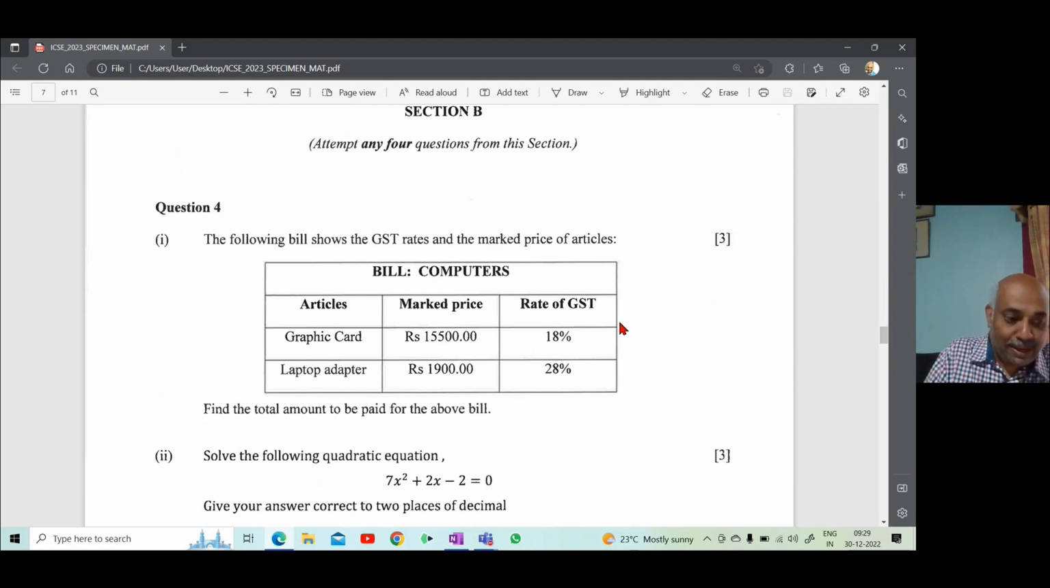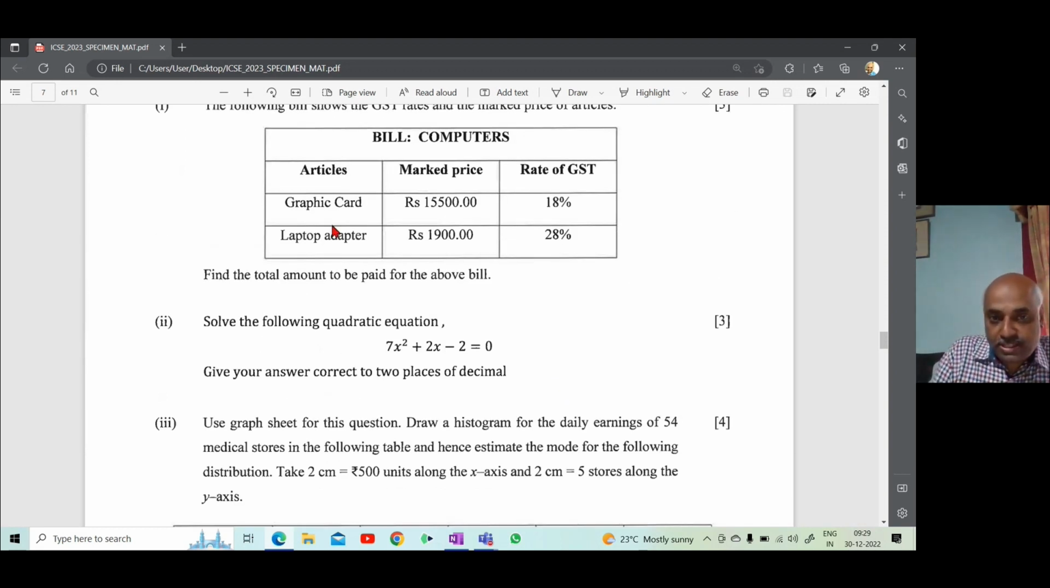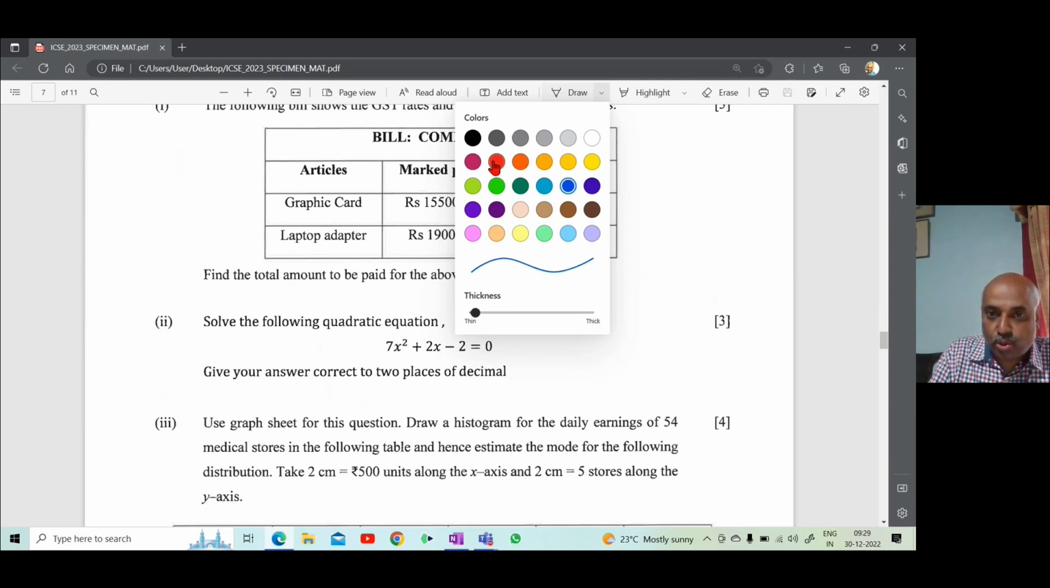The following bill shows the GST rates and the marked price of the articles. So they say graphic card, marked price is 15,500 and the GST rate is 18%. Laptop adapter 1,900 and 28% is the GST. They are asking you to calculate what is the bill amount. So we need to find out what is the bill amount.